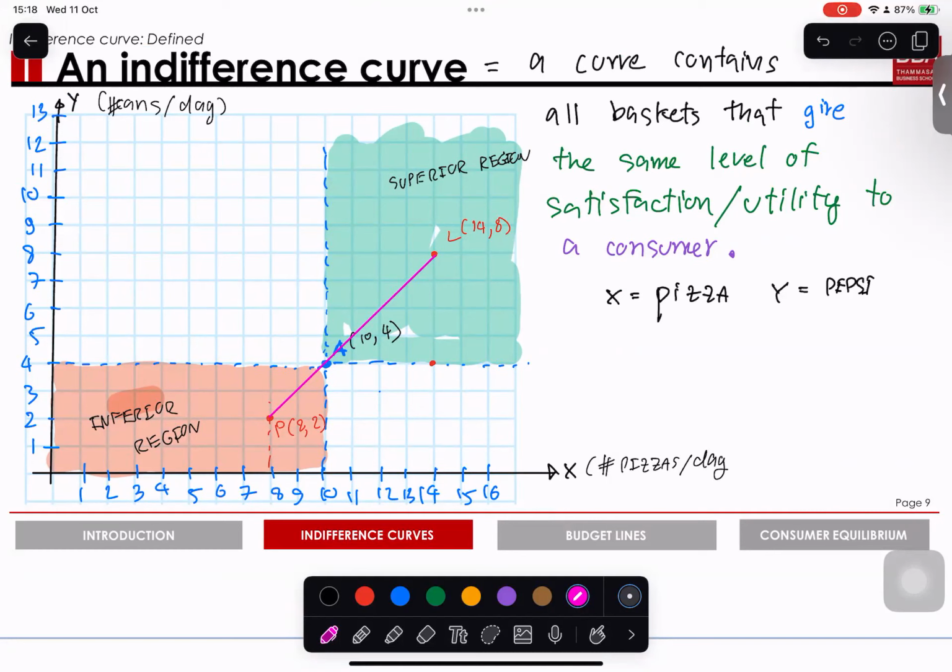So the conclusion is, if you want to have an indifference curve, it cannot be upward sloping for sure. An indifference curve cannot pass through the superior region and the inferior region. Impossible. We rule out this possibility already. The IC cannot be upward sloping. Delete.